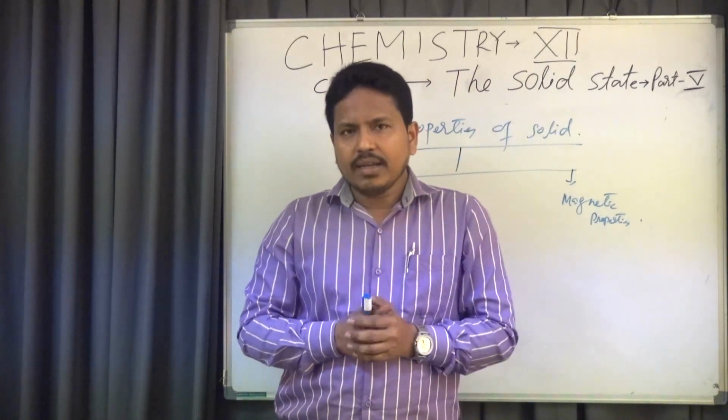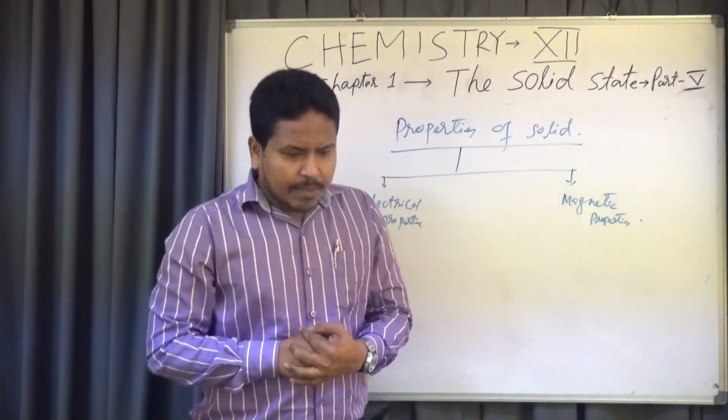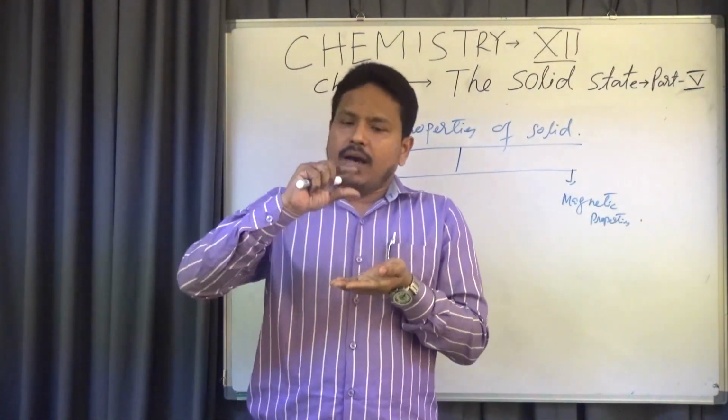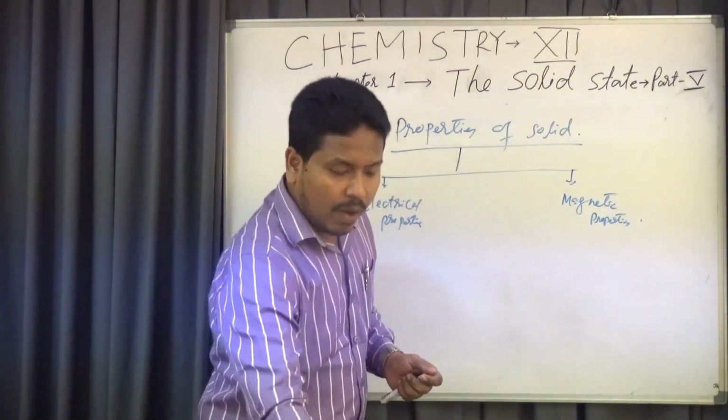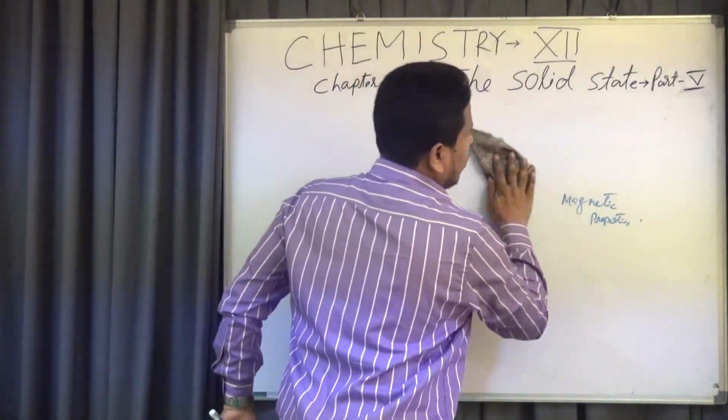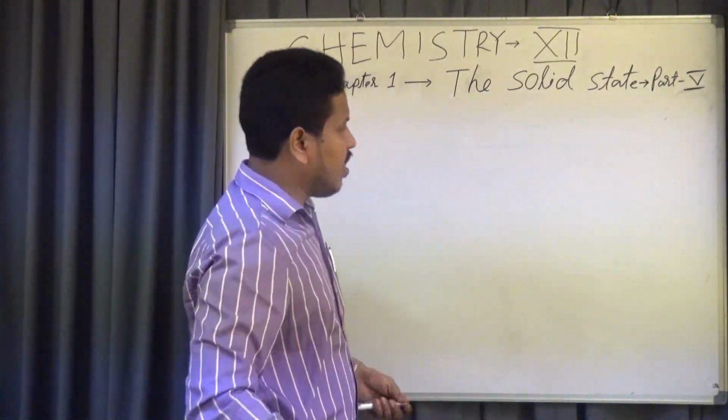So the last one is the semiconductor. Very important. Semiconductor means that the forbidden zone between the valence band and the conduction band is not so large.